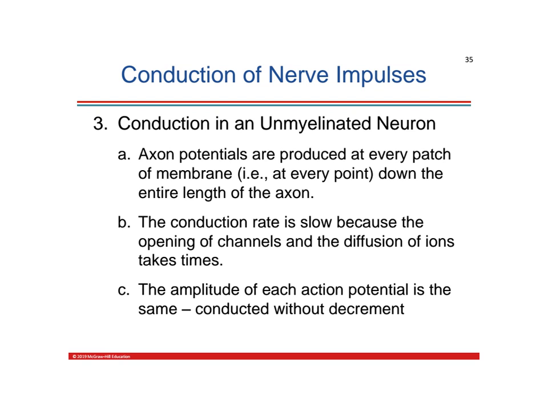So it turns out you have both myelinated and unmyelinated neurons in your body. In an unmyelinated neuron, action potentials are produced at every patch of membrane, at every point down the entire length of the axon, in the way we just described. And this means that in an unmyelinated neuron, the conduction rate is relatively slow because the opening of channels and the diffusion of ions takes time. The amplitude of each action potential is the same. It's conducted without decrement.